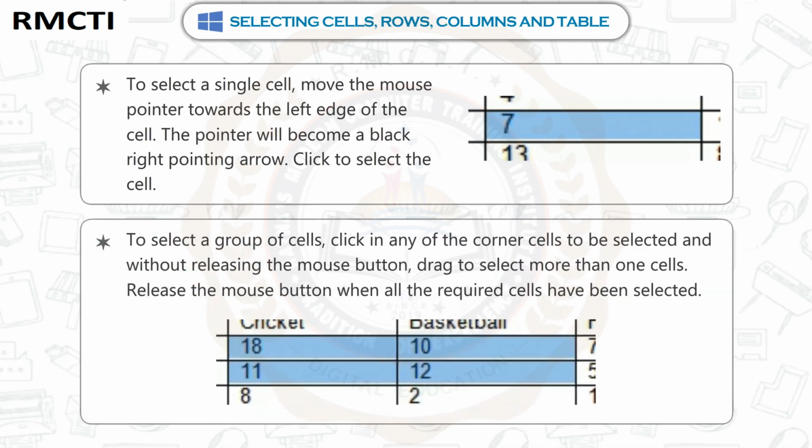To select a group of cells, click in any of the corner cells to be selected and without releasing the mouse button, drag to select more than one cells. Release the mouse button when all the required cells have been selected.